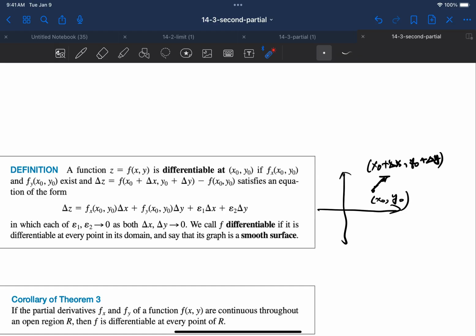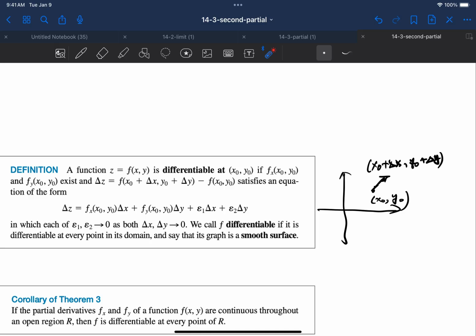So delta z can be written as partial derivative fx, the partial derivative with respect to x times delta x, plus partial y delta y, plus epsilon 1 delta x plus epsilon 2 delta y. And epsilon 1 and epsilon 2 are very small, in the sense that they go to 0 when the step sizes are very small. And we call f differentiable if it is differentiable at every point in its domain, and say that its graph is a smooth surface.